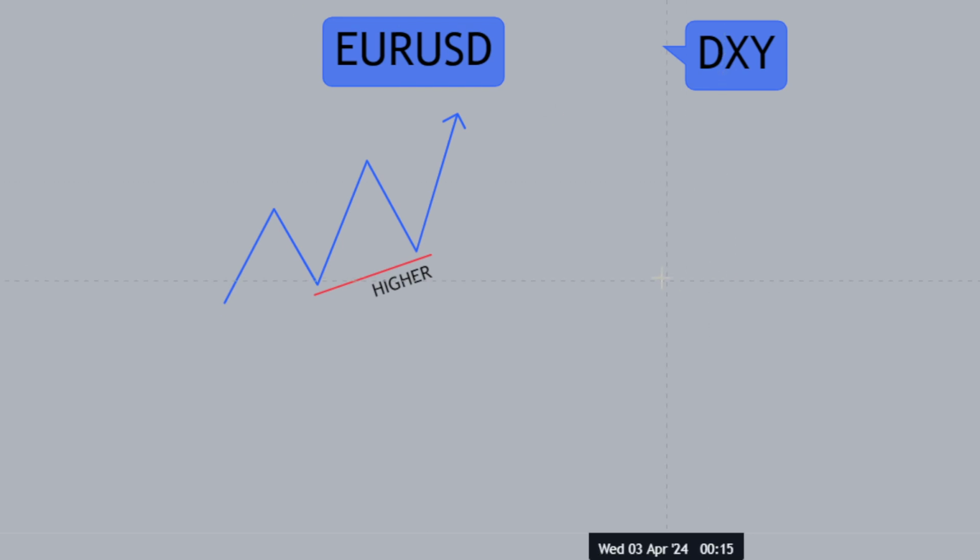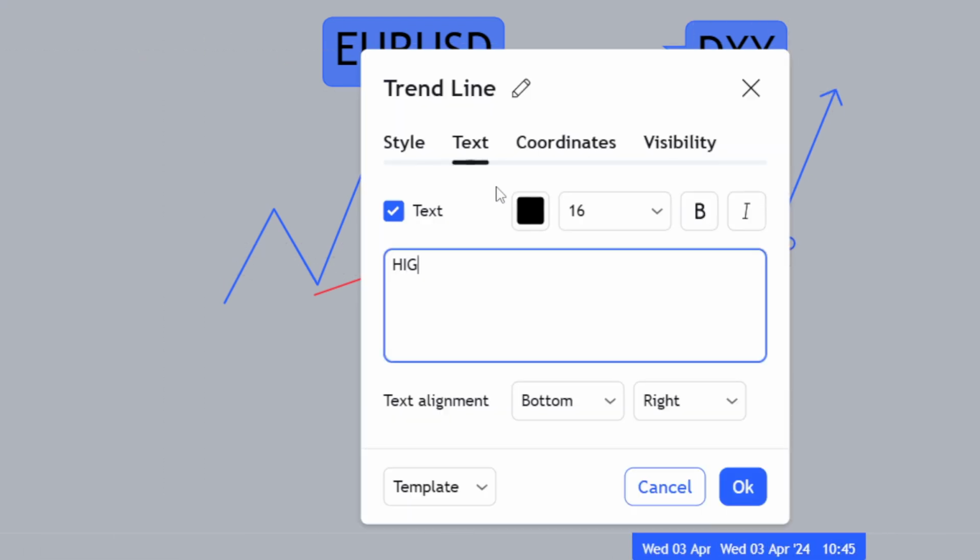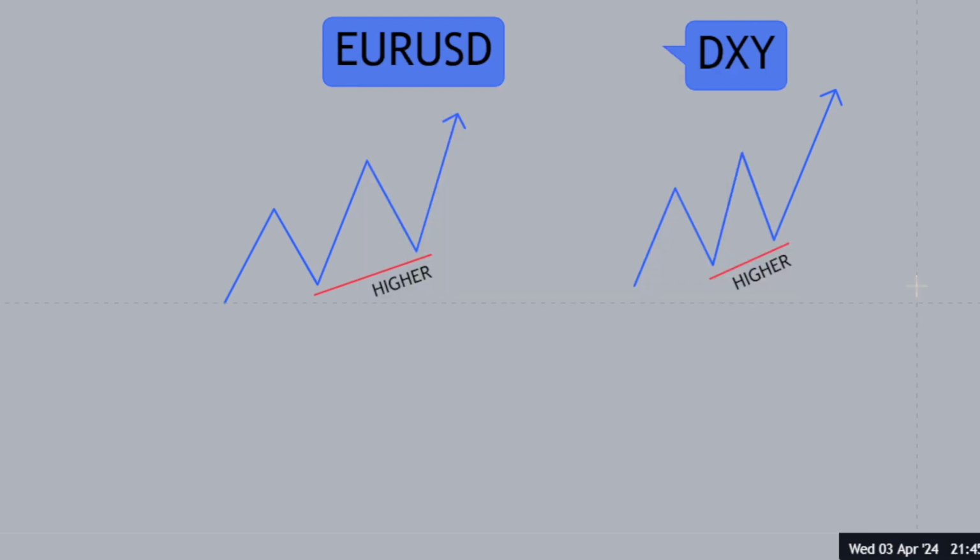So we're going to see the DXY actually do pretty much the same as the euro dollar. We're going to see price move higher, and this goes against the entire way that the assets are correlated. Because as the euro dollar market increases, you would expect the DXY to decrease in value, but that doesn't happen. So this represents the divergence.